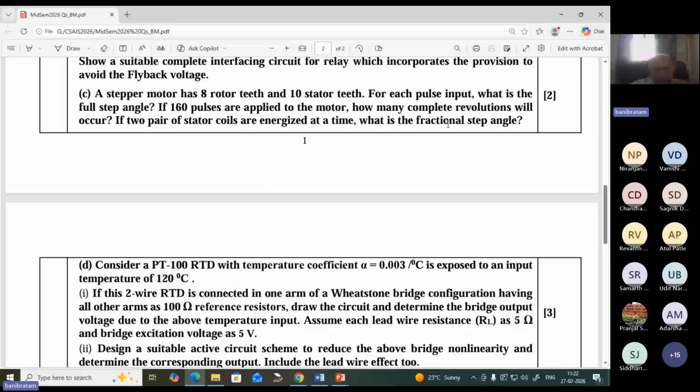And for the next one, 160 pulses are applied, how many revolutions? You know that if 9 degrees is the step angle, that means 40 pulses are required to get 360 degrees. So 40 pulses means one rotation. So 160 pulses will be 4 rotations, right? We'll be discussing that later on.